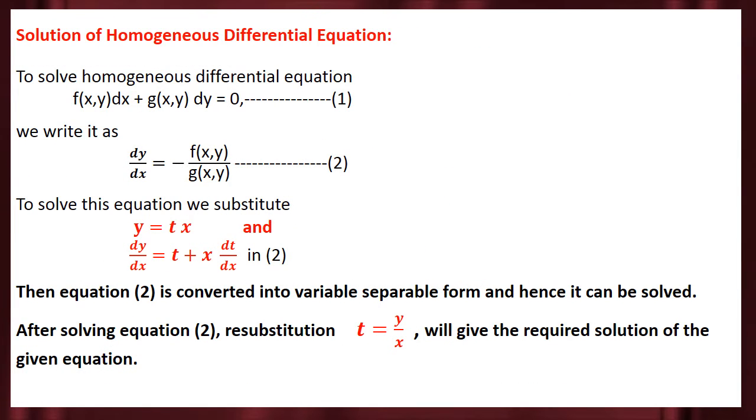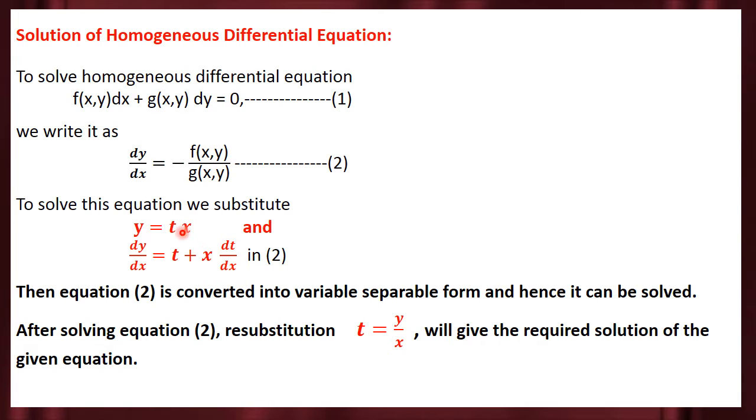Now let us learn the steps for solving a homogeneous differential equation. First we will write the equation. Then we will take f of x, y dx to the RHS and rewrite this equation as dy by dx is equal to minus of f of x, y by g of x, y. Now we will need a substitution here, y is equal to tx, very important, and then we need dy by dx also as a substitution. So dy by dx is equal to t plus x into dt by dx, obtained by using the product rule of differentiation and considering t as a function of x.